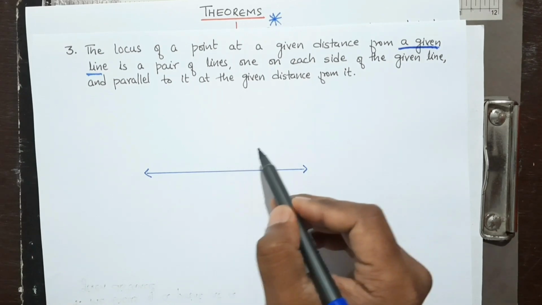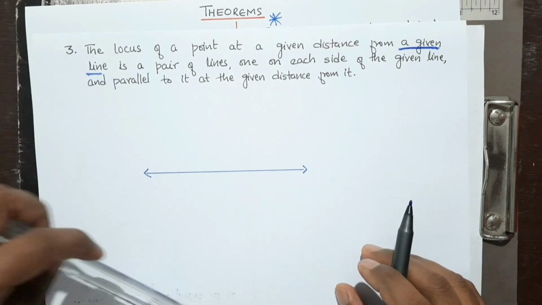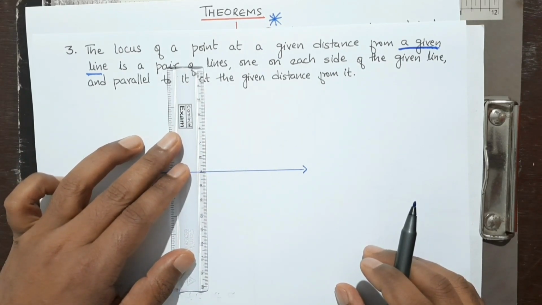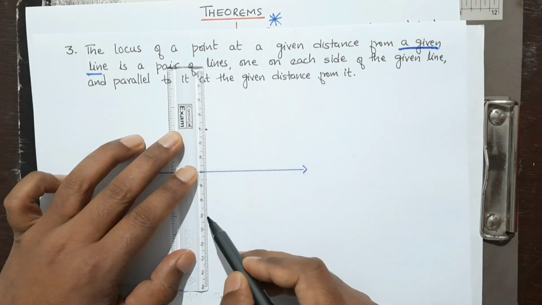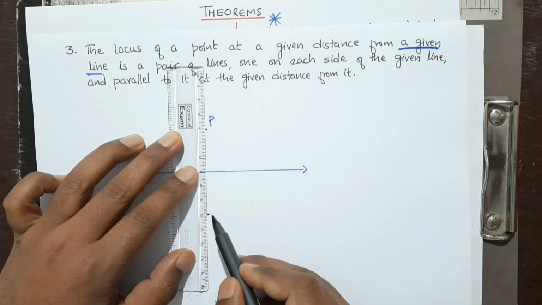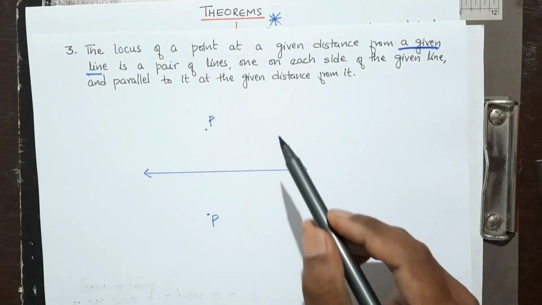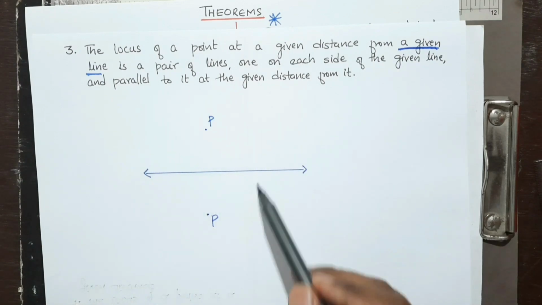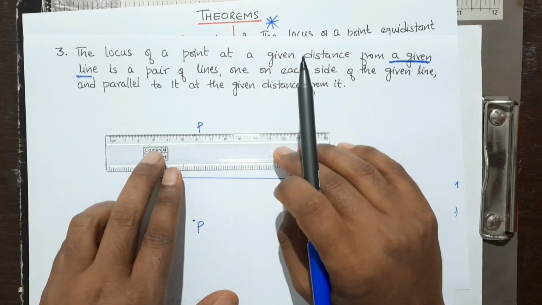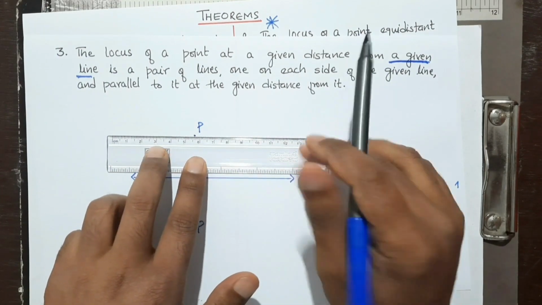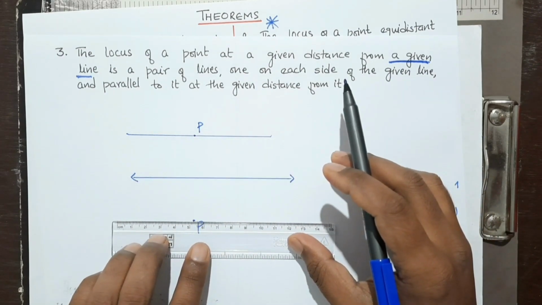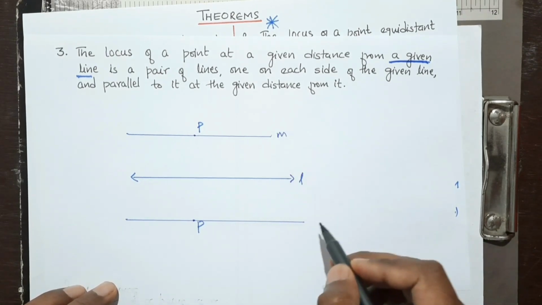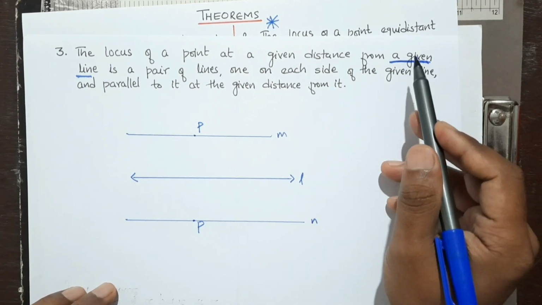Let us suppose this point is lying at a given distance. Let the given distance be 3 centimeter. So that means this point may lie on this side or this side. Point P may lie on this side as well as this side. So according to this theorem, the locus of this point is a pair of parallel lines to this given line. Everywhere the distance is only 3 centimeter, so we will always get a parallel line, which is equidistant from the given line. So our locus is either this one or this one.